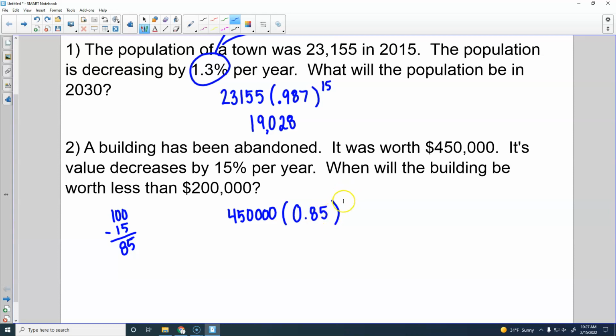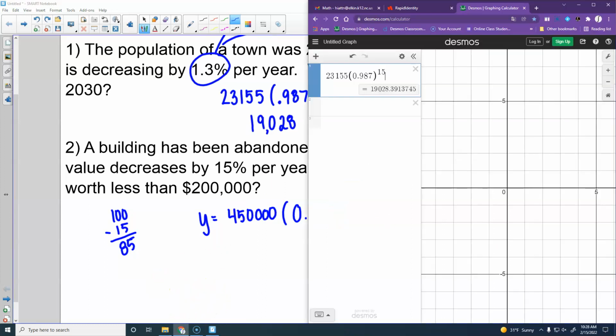And then, how long? That we don't know, right? That's what we're trying to find out. So we're just going to put X right there. For this, we're going to write this equation. And so anytime you have a when problem, how long is it going to take for this to happen? You're going to use Desmos to help you do that just by typing in the equation y equals 450,000 times 0.85 to the x power. And then we want to know when it hits 200,000, so we do y equals 200,000 here.